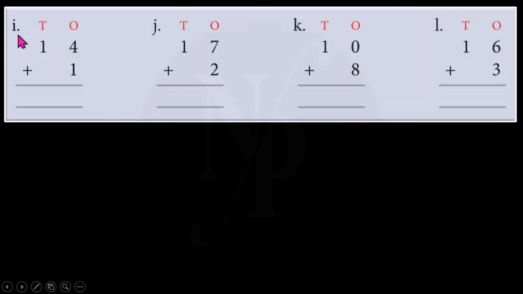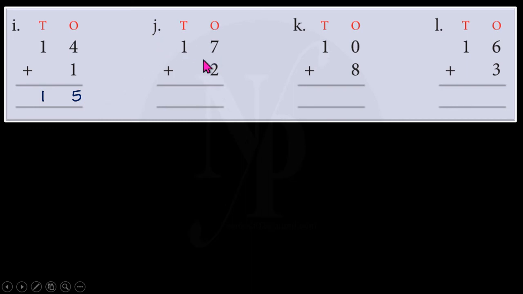Coming to question I, we have 14 plus 1. We add the digits at ones place first. 4 plus 1 is 5. So I write 5 here. And 1 plus no number gives us 1. So 14 plus 1 is 15.